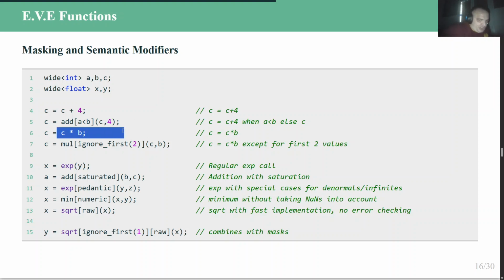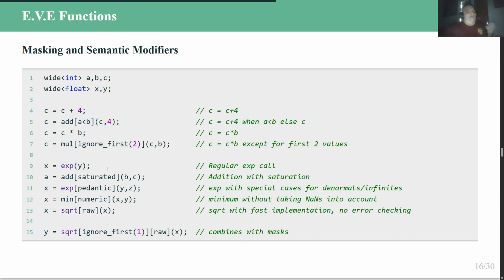We can do multiplication, and we can do what we call relative masking. We are going to ignore the first 2 elements of the computation. So we are going to have C times B everywhere except for the first 2 values. You can call a function, and we have a bunch of semantic modifiers. We have a lot of them, but the most useful are these ones.